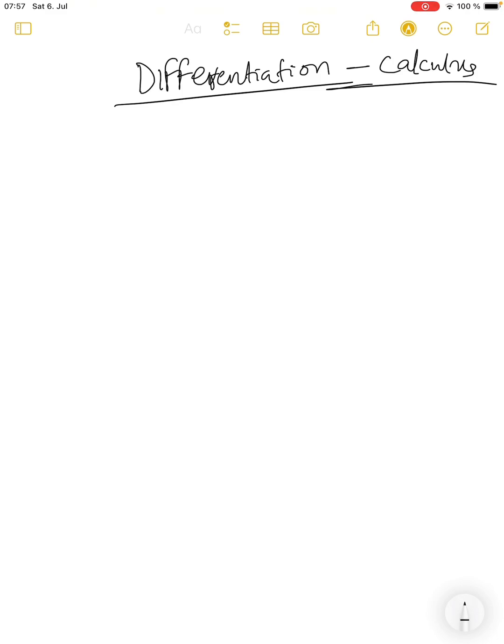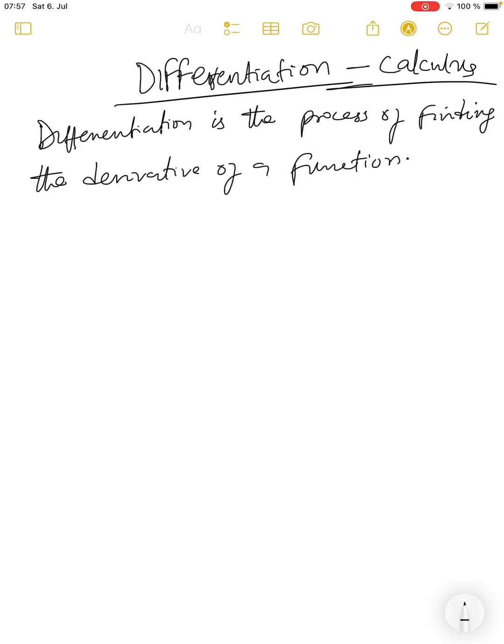Differentiation is the process of finding the derivative of a function. So suppose we have that y is a function of x. Now, if there is an increment in x, it will result in an increment in y. If there is a change in x, there will be a corresponding change in y.